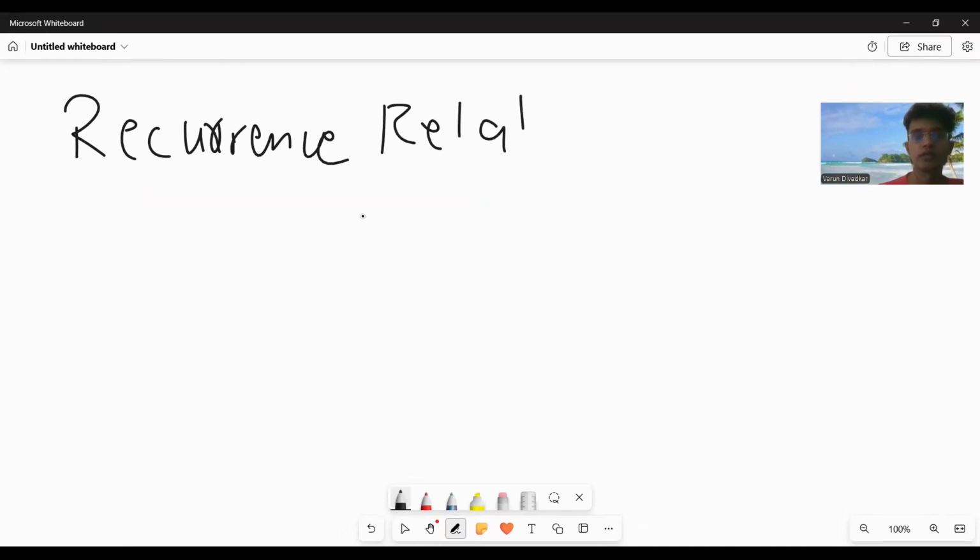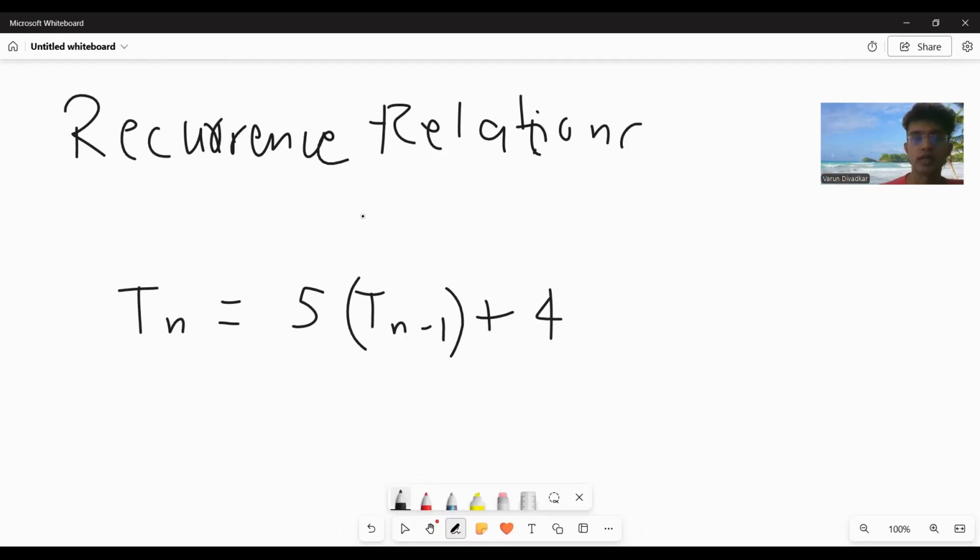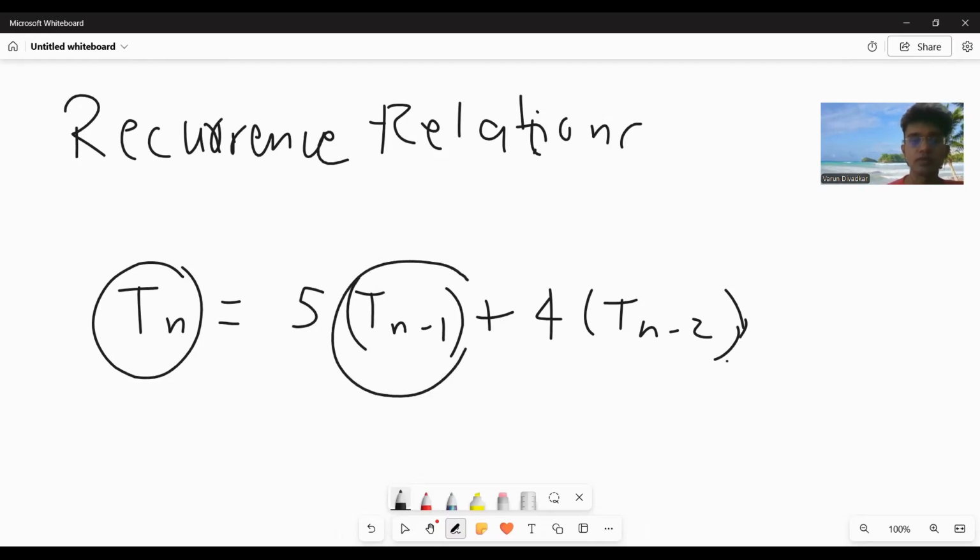When you say recurrence relations, it's like, say, the current term, let's say t of n. This is the current term of any expression. If that depends upon, say, 5 times t of n minus 1 plus 4 times t of n minus 2, this is an example of a recurrence relation where the current term depends on 5 times the previous term plus 4 times the term previous to the previous term.